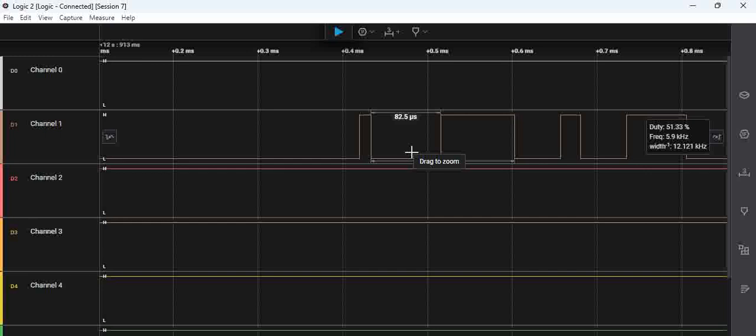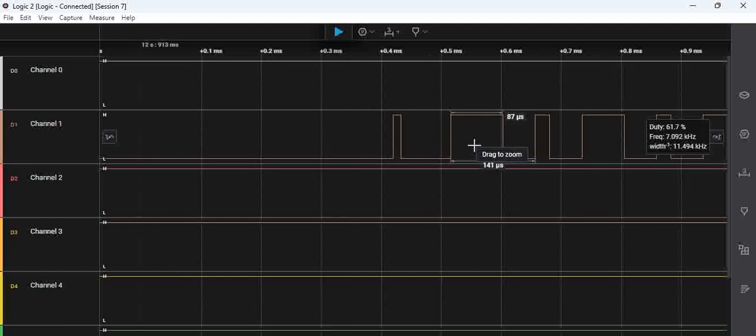Okay, so now what happens is once DHT11 is ready, it pulls the signal low and keeps it low for around 80 microseconds. Okay, and then post that it pulls the data up and keeps it for approximately 80 microseconds. So these two are an indication that the DHT11 is ready to communicate, and then post that the data will be transmitted.